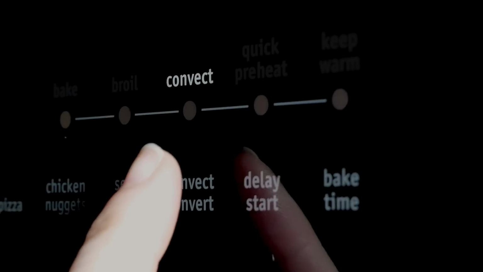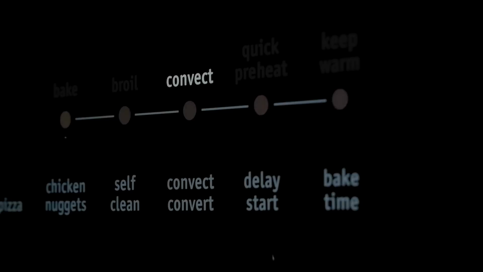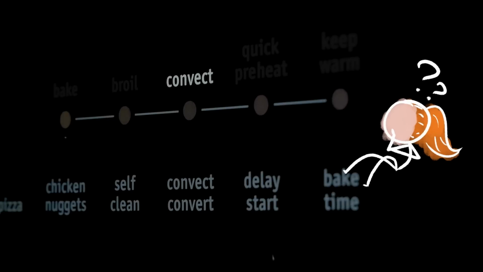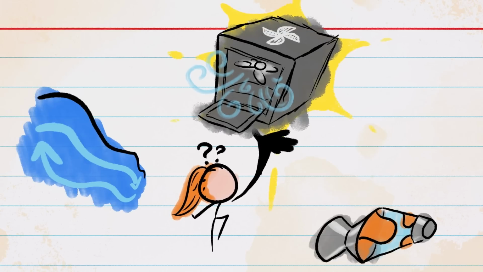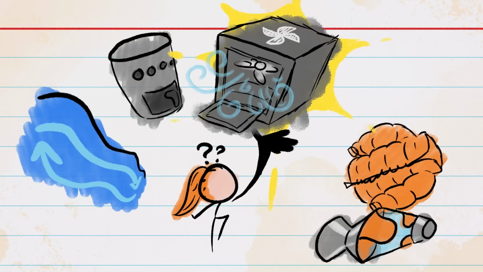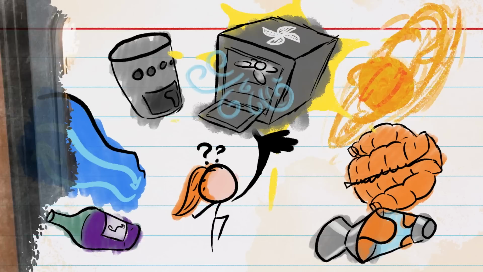What does this actually do? And when should I be using it? And if you don't have a convection oven, are you missing out? My journey to finally understanding convection cooking involved lava lamps, ocean currents, air fryers, puffy jackets, wine, and the formation of stars. So buckle up.